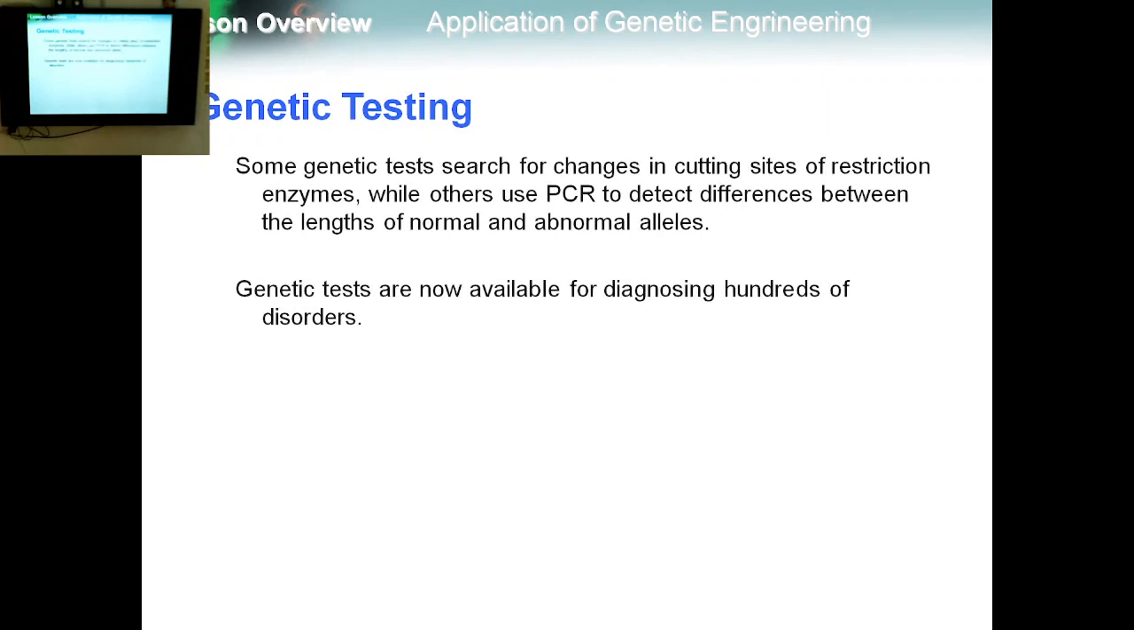Some genetic tests search for changes in cutting sites of restriction enzymes, while others use PCR to detect differences between the length of normal and abnormal alleles. So we need to use either the cutting site of the restriction enzyme or detect the differences between the length of the normal and abnormal allele. At the same time, genetic tests are now available for diagnosing hundreds of disorders.